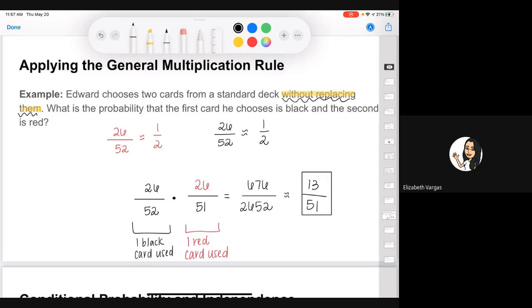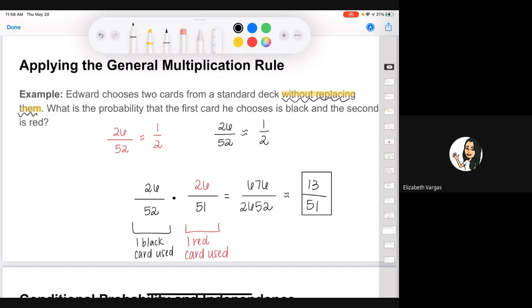Whenever you're working with this type of scenario where you have multiple events occurring without replacing the current event, where one event impacts the other event, all you're going to do is multiply the probability of the first event occurring times the probability of the second event occurring. That leaves you with the probability of those two events occurring. So that's how we calculate these types of events.